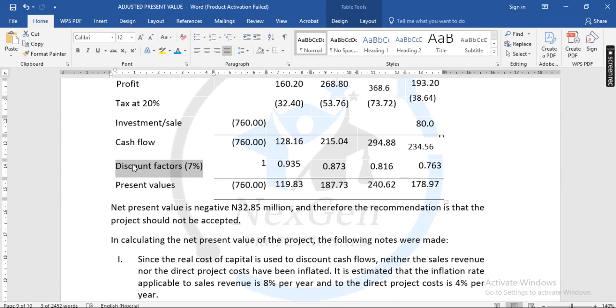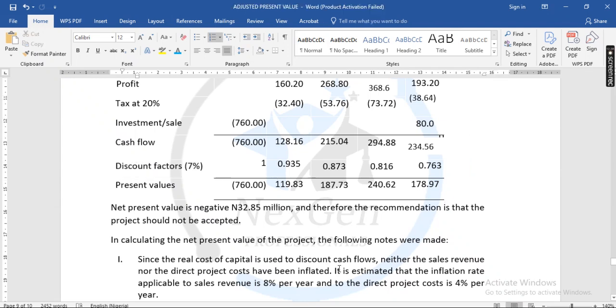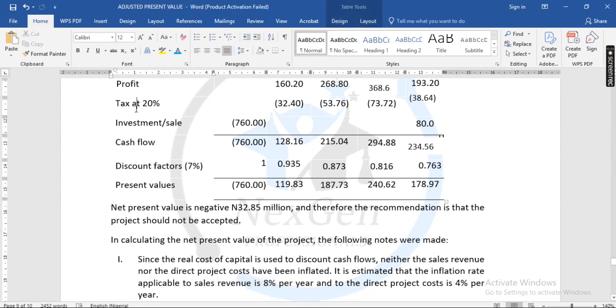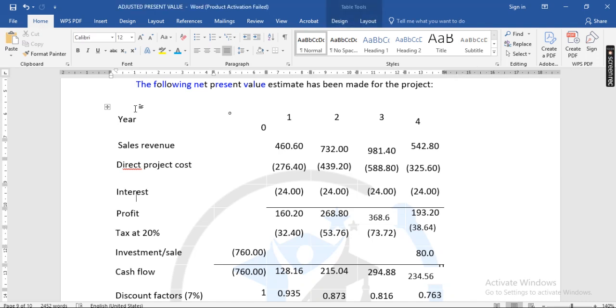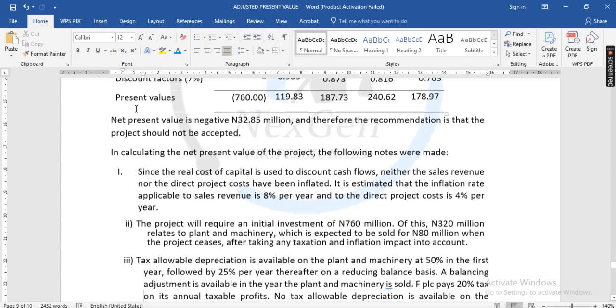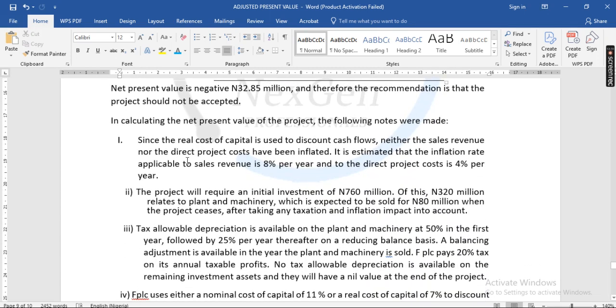And don't forget, real, without the effect of inflation. Then now, you have to inflate it by 8% specific inflation. You have to inflate it 8% per year on sales. And to the direct project cost, you have to increase the direct project cost by 4% to take effect of inflation. When you increase it, it becomes a money cash flow. Right? Now, the project. What happened to the project? The project will require an annual investment.